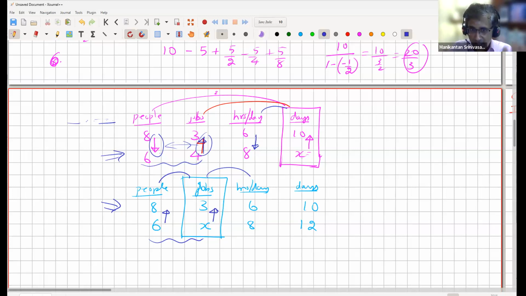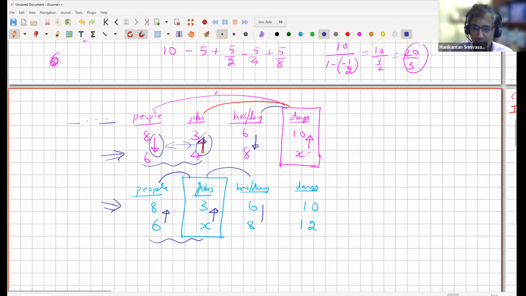In other words, just ignore people and days completely. Just ask yourself, to do more jobs, do we need more hours per day or fewer hours per day? Don't even bring in the other factors at all. If you start to bring them in, then the sentence gets complicated. More jobs means more hours per day. So here, if you see, they're direct, whereas earlier they were indirect.